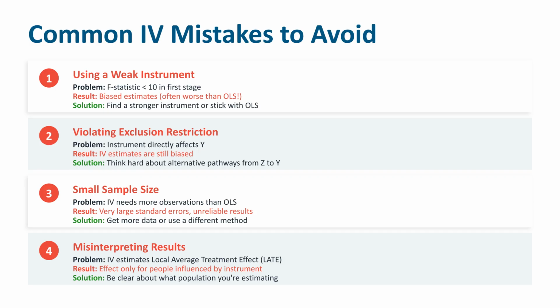Avoid common IV mistakes. Do not use a weak instrument, where the F statistic is below 10. Ensure the exclusion restriction is not violated, meaning z does not directly affect y. Be mindful of small sample sizes, as IV requires more data. Finally, remember that IV estimates the local average treatment effect, or LATE, for the population influenced by the instrument.